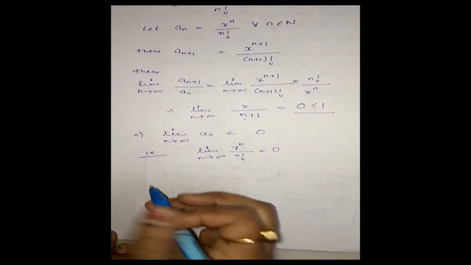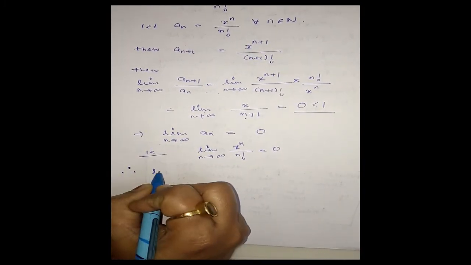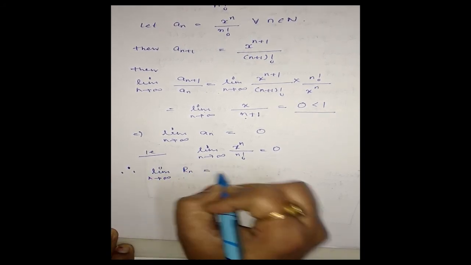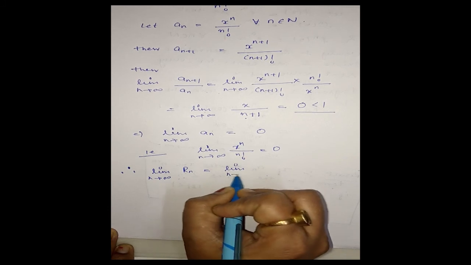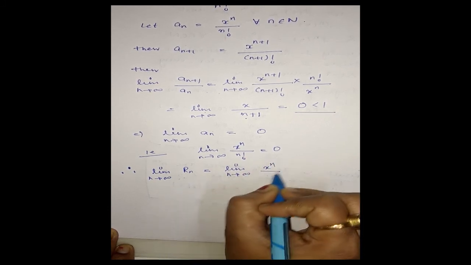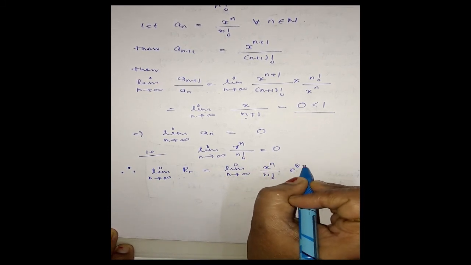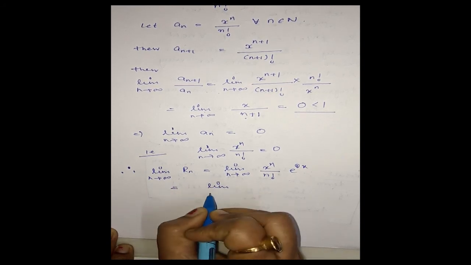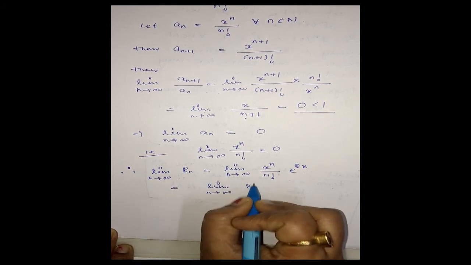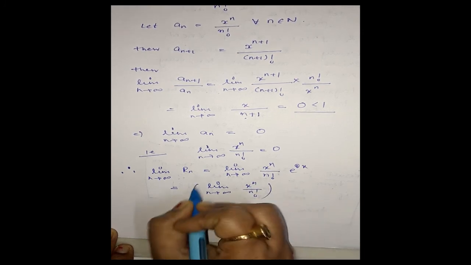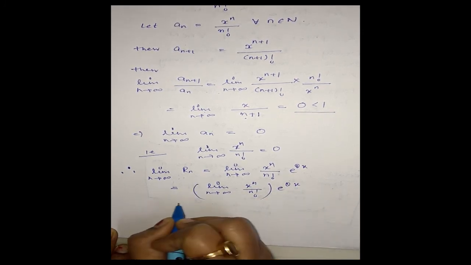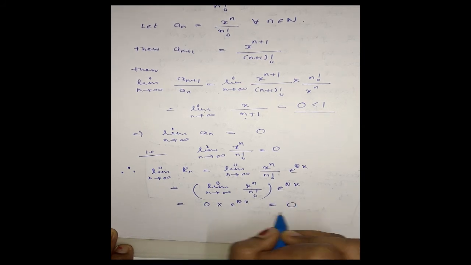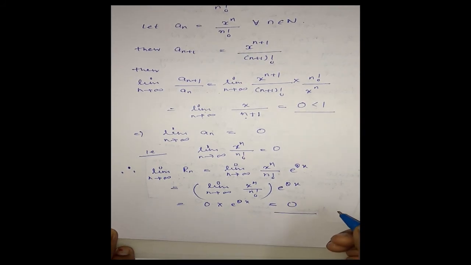Okay, now limit n tending to infinity R_n is equal to limit n tending to infinity x^n by n factorial e^(theta x). This is limit n tending to infinity x^n by n factorial into e^(theta x), that is 0 into e^(theta x), which is equal to 0. That means the second condition is also satisfied.